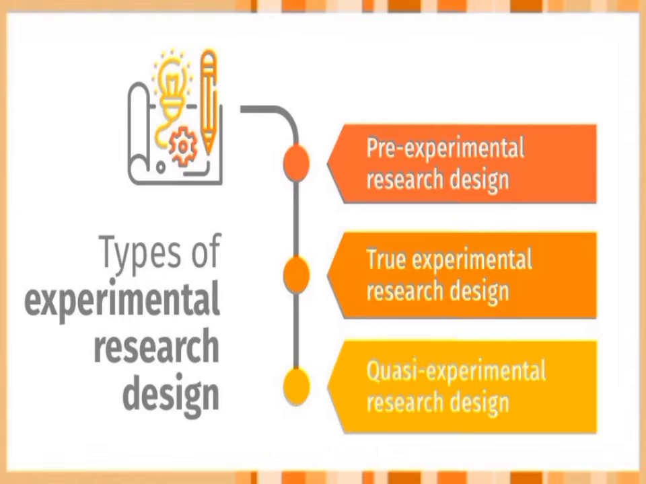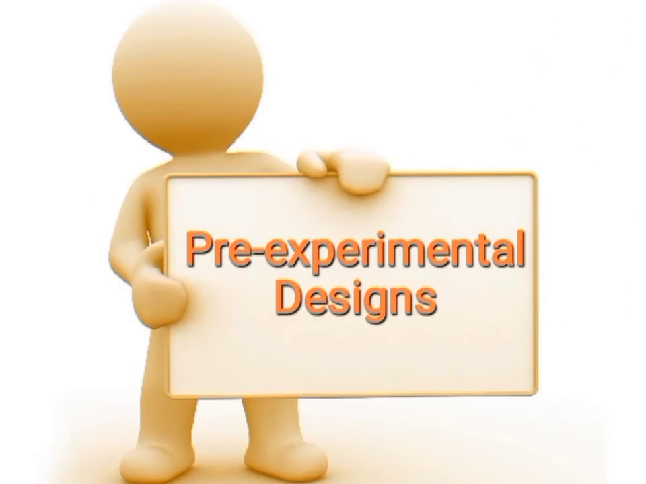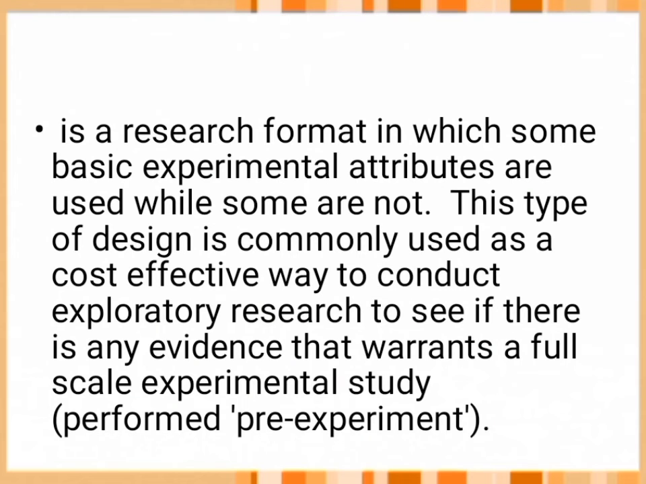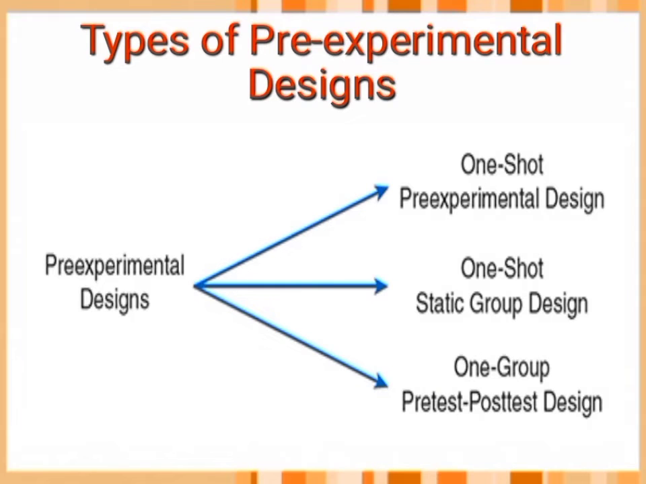Types of experimental design are pre-experimental design, true experimental research design, and quasi-experimental design. Pre-experimental design is a research format in which some basic experimental attributes are used while some are not. Types of pre-experimental design are the one-shot case study, the one-group pretest post-test design, and the static group comparison.